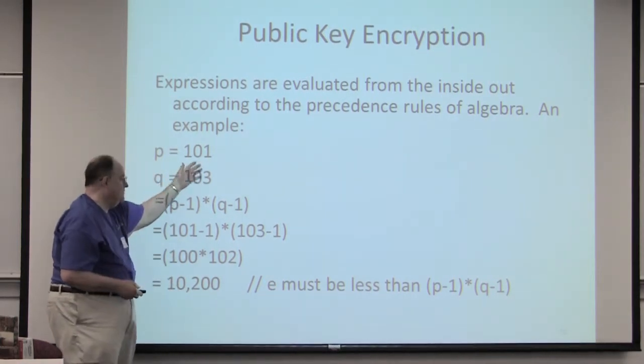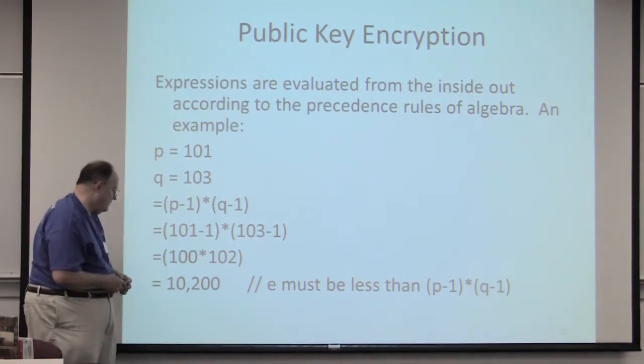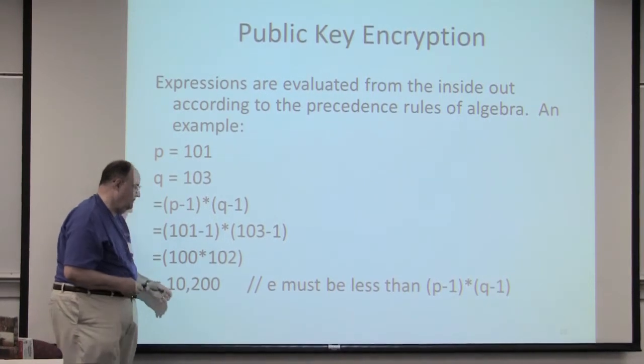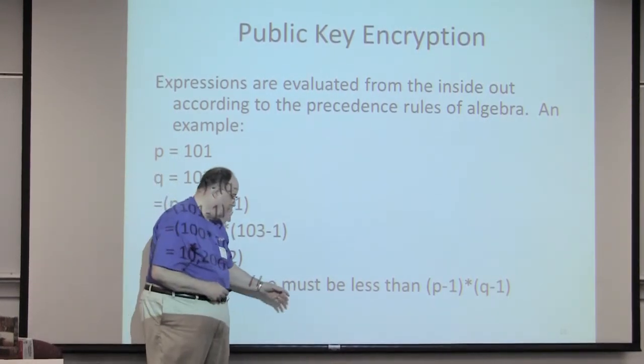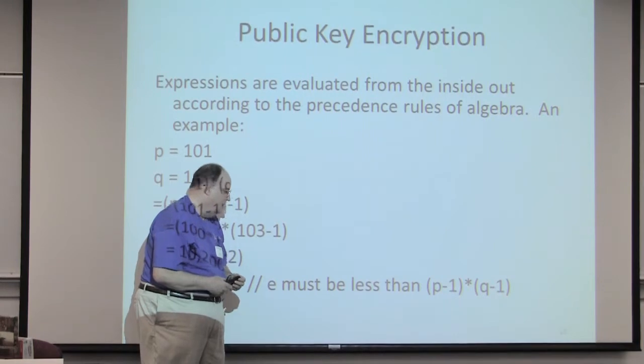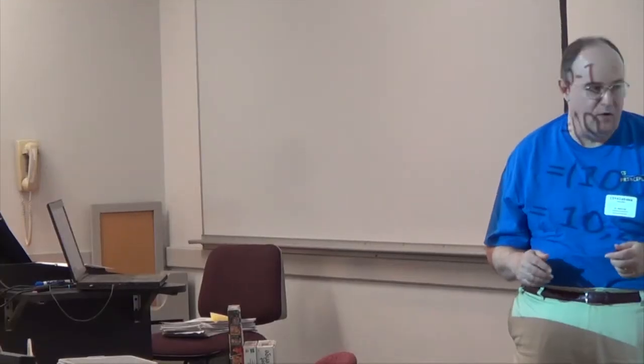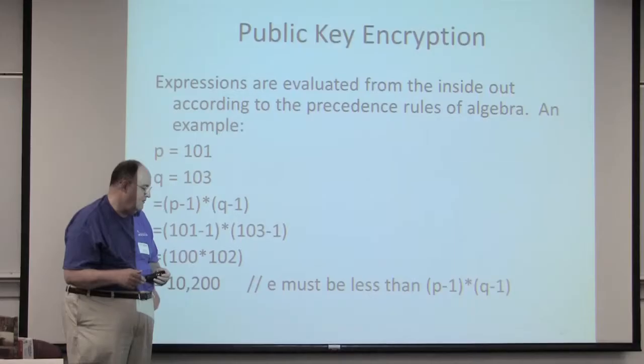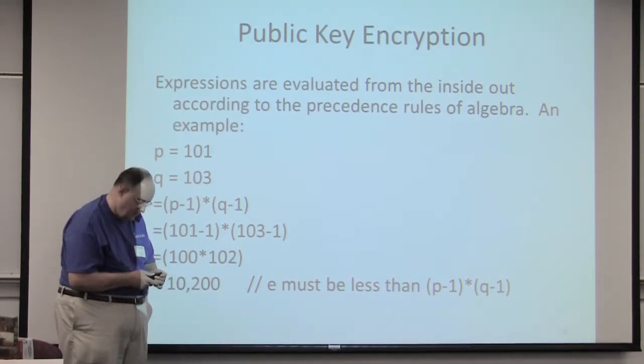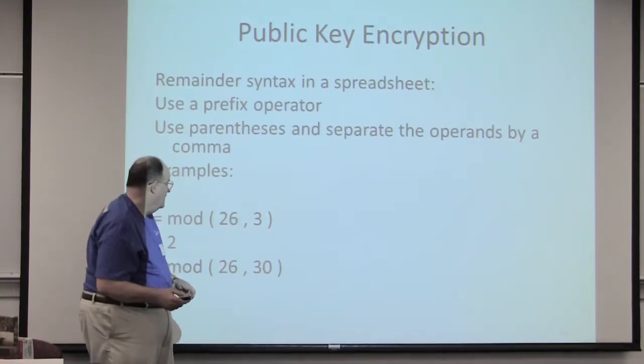Here is an expression. Students need to be able to evaluate expressions. It turns out that in this case, E must be less than the quantity P minus 1 times the quantity Q minus 1. We'll see this theme shown over and over, that E must be this or E must be that. If the constraints don't hold, pick a different E.